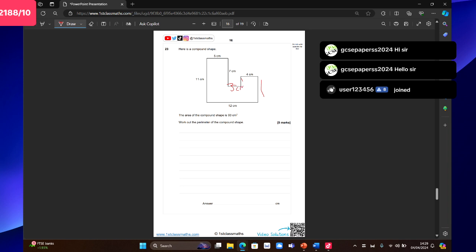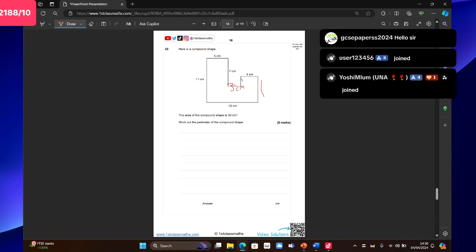The next one is going to equal 7. 7 plus what is 11? Because that's equal to 11. That's going to be 4 centimeters there. Let's substitute that, because it's a line.